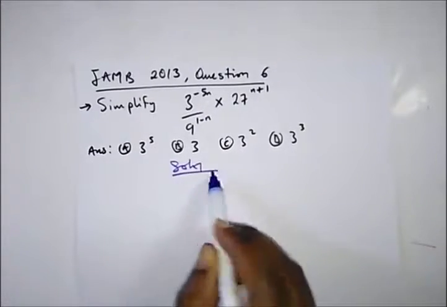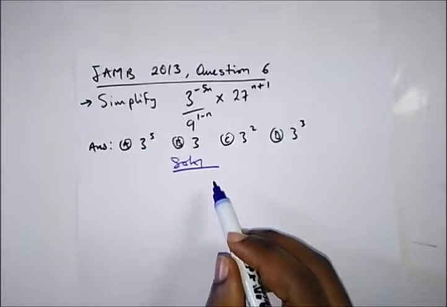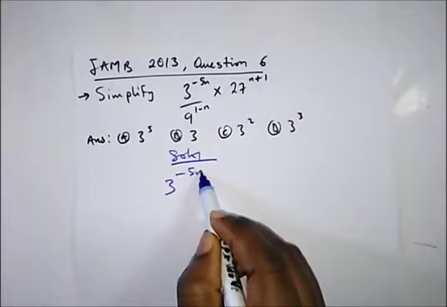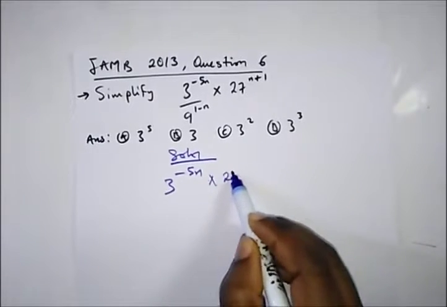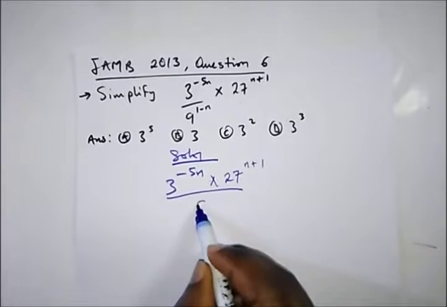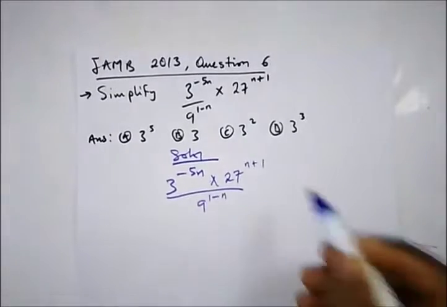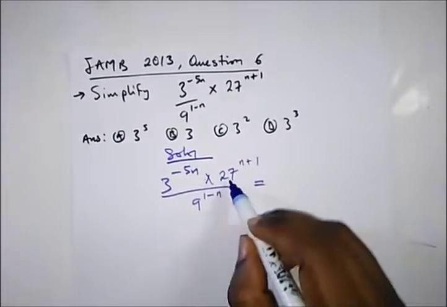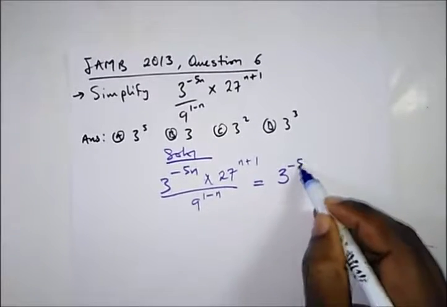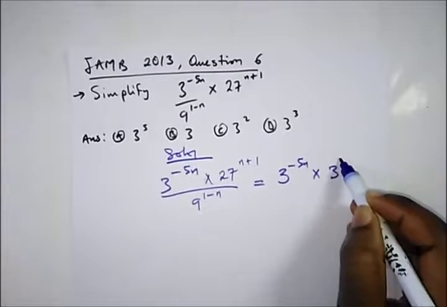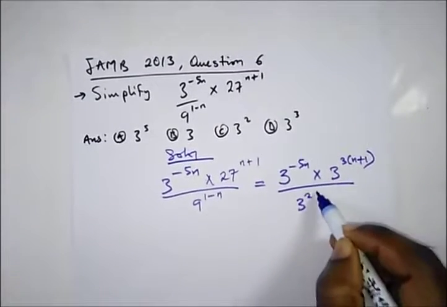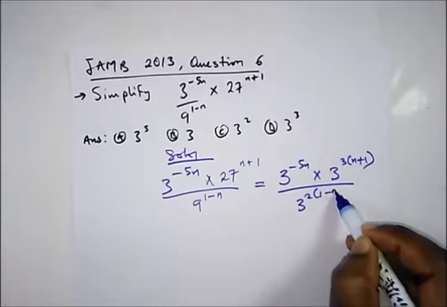How do we solve this in JAMB? We have to be fast, and also you don't use the calculator. So here we have 3 to the power minus 5n times 27 to the power n plus 1, divided by 9 to the power 1 minus n. So this is the same as making everything in the same base. So we have 3 to the power minus 5n times 3 raised to the power 3 bracket n plus 1, right? Then 3 raised to the power 2 bracket 1 minus n.